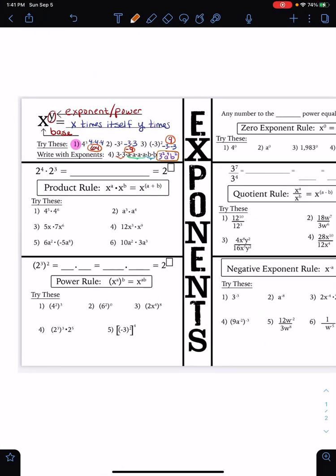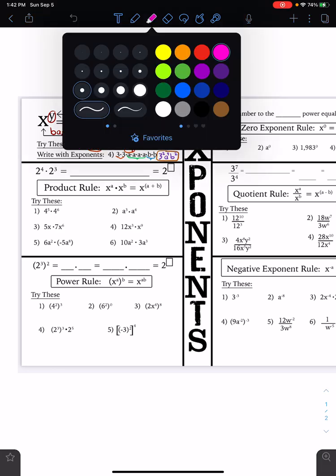Okay, today we're going to continue on with our exponent notes. We're going to talk about the next three rules. Actually, we'll do three of them here.